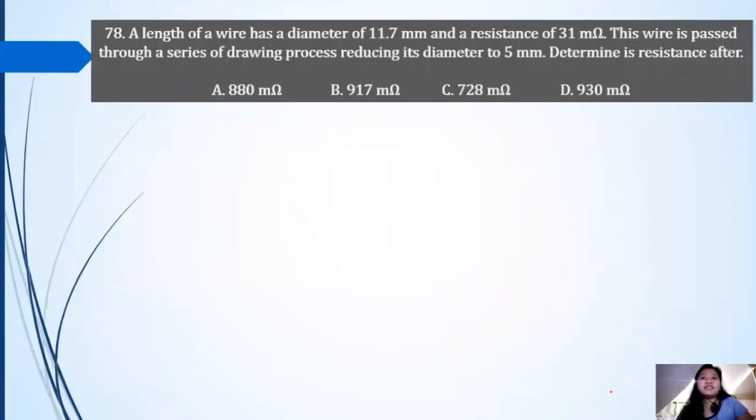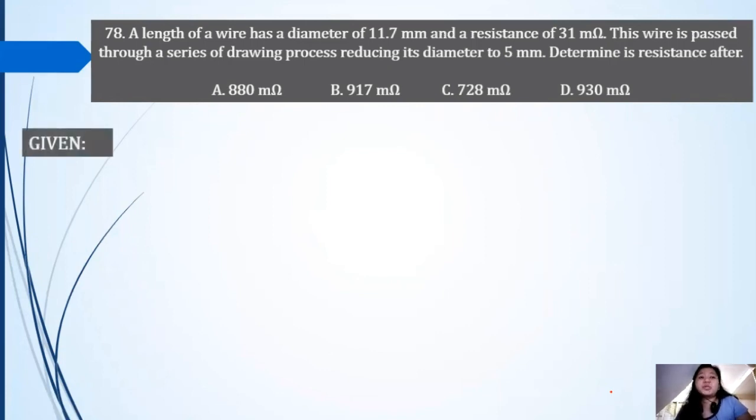Last number is 78. So this is our fifth problem. A length of wire has a diameter of 11.7 millimeters and a resistance of 31 milliohms. This wire is passed through a series of drawing processes, reducing its diameter to 5 millimeters. Determine the resistance after. Letter A, 880 milliohms. B, 917 milliohms. Letter C, 728 milliohms. And letter D is 930 milliohms.